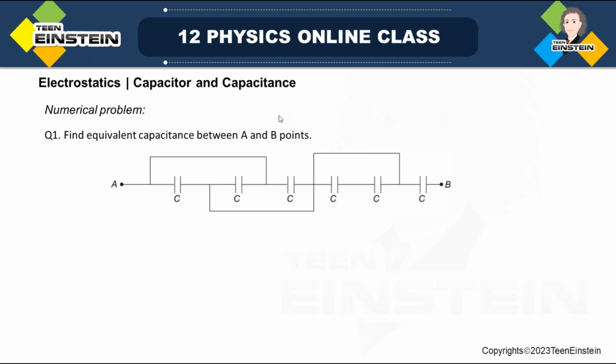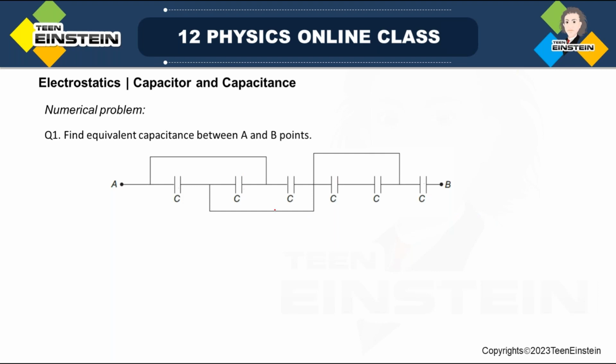So as you can see, we have a circuit over here. There are 6 capacitors, and each of them has identical capacitance C. So I have to find out the equivalent capacitance between points A and B. So how to find out equivalent capacitance?